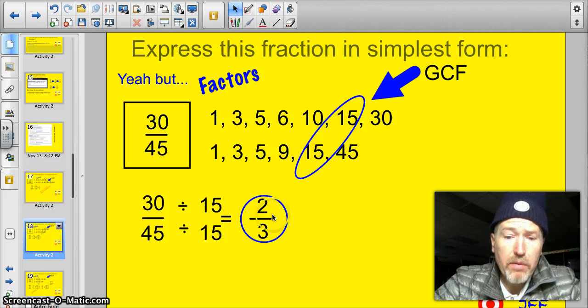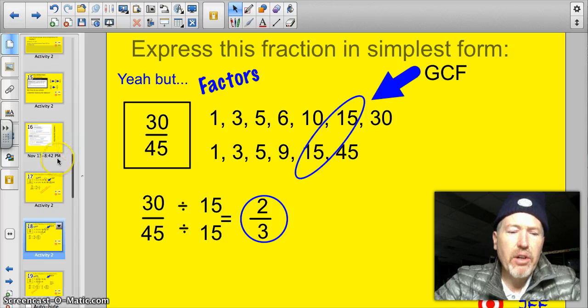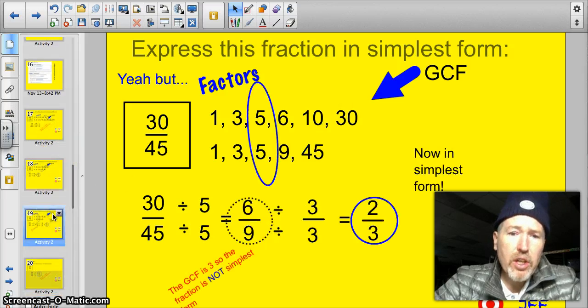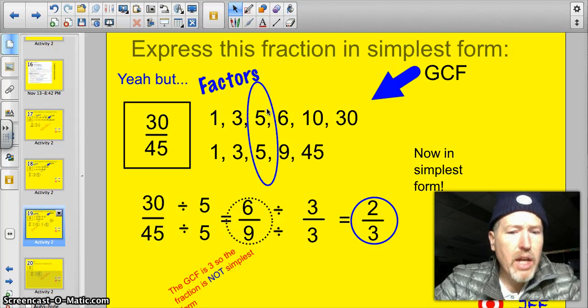1 is my greatest common factor with both the numerator and denominator, so I'm done. And I put up here, yeah, but what if you miss a factor? Well, I want you to take a look at this same example. I missed some factors down here. I don't have 15 in here. So I used 5, which is still a common factor, just not the greatest common factor.